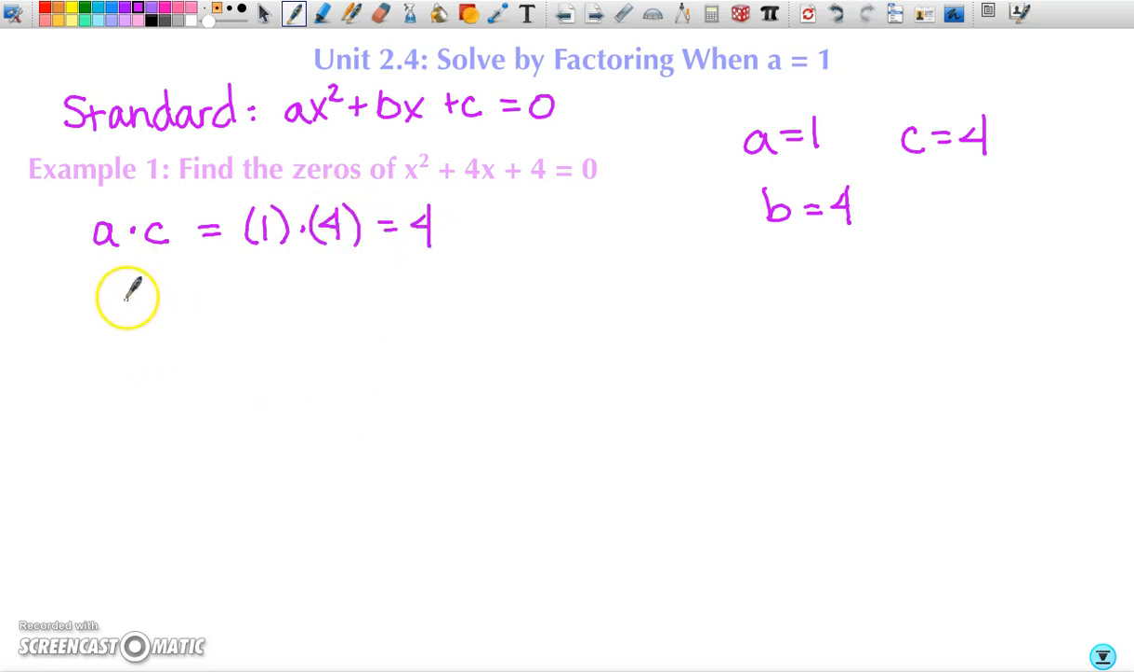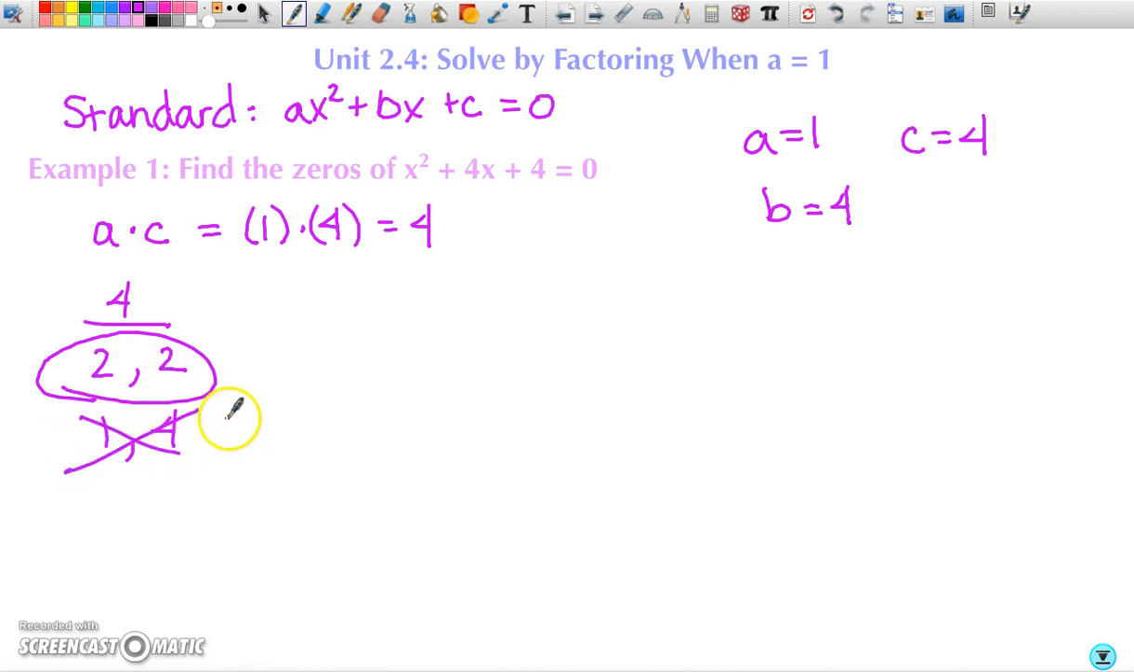So what are some numbers that are going to multiply to give us 4? Well, 4 could be 2 times 2, or it could be 1 times 4, or any combination. But which one is going to multiply to give us 4 and also add to give us 4? Well, that would be this one right here, 2 times 2. So if we did 1 and 4, the reason that doesn't work is because if we added those together, we would actually get 5.